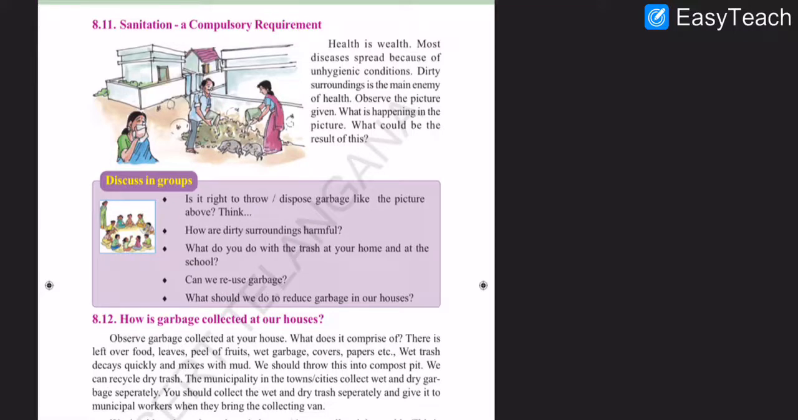Sanitation, a compulsory requirement. Health is wealth. Most diseases spread because of unhygienic conditions. Dirty surroundings is the main enemy of health. Observe the picture given. You can see the picture. A woman is throwing the garbage out of the house.